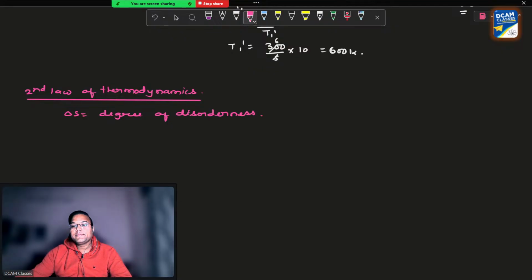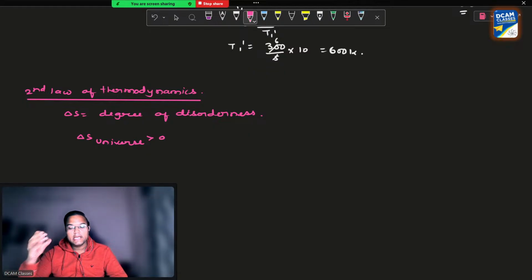When disorderness is more, entropy is high. When disorderness is less, entropy is low. Okay, understand? The more the disorderedness or the more the randomness, the more is the entropy. Actually, when we talk about the entropy of the universe, it is increasing. It should be greater than zero, because as the universe is expanding, the disorderedness is increasing. Okay.